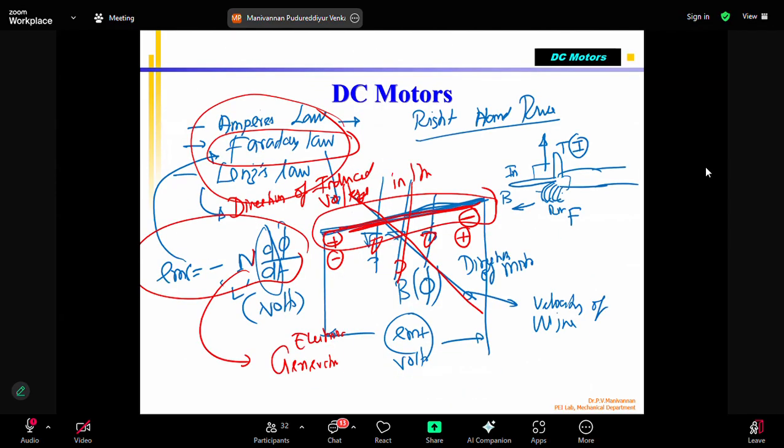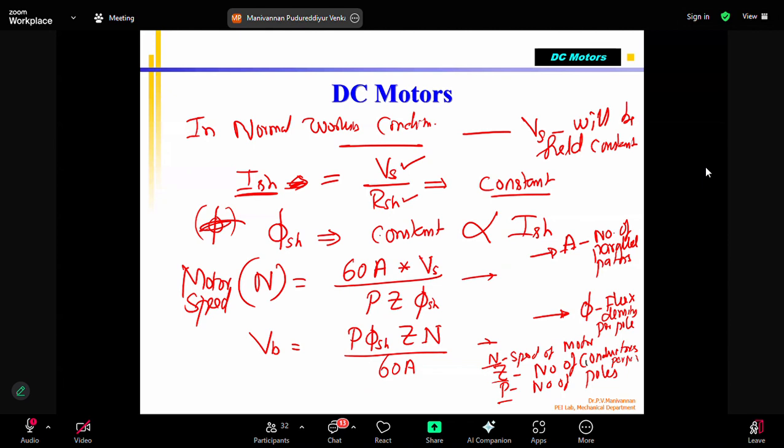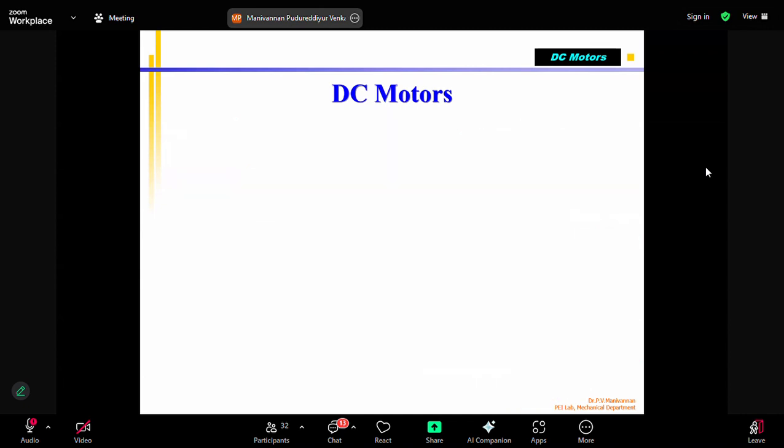So if there's a problem in the exam for your DC shunt motor, to calculate torque, calculate the speed, calculate the back EMF, they will give these values. A is given, phi is given, N, Z is given, then P is given, the number of poles. Then you need to calculate phi shunt. Phi shunt can be calculated using this equation, and our values will be given. Once they're given, you can always calculate this.